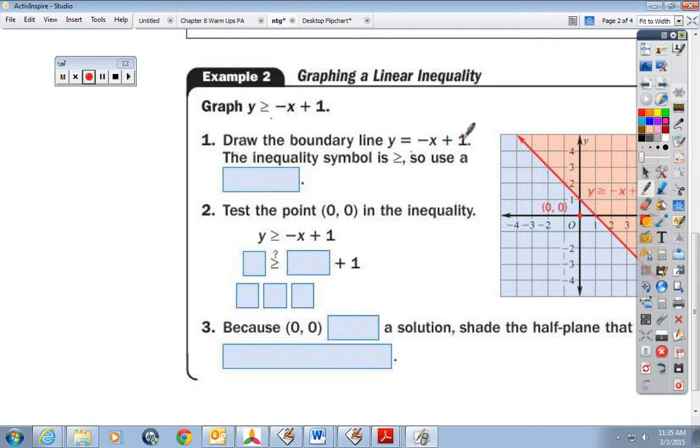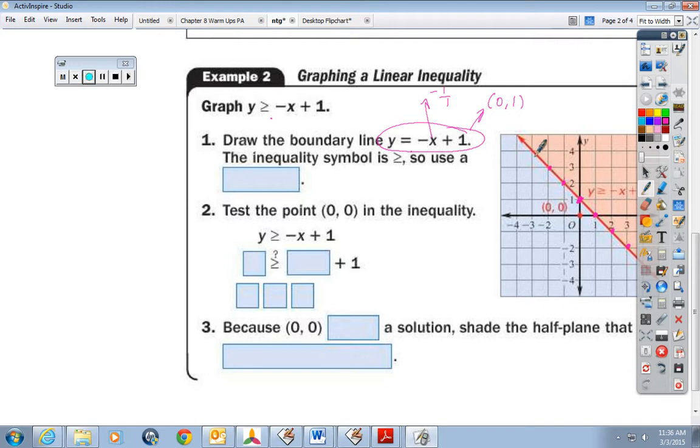Now, how do I do that? I identify the y-intercept. Where does this line cross the y-axis? 0, 1, which is right here. Now, what is the slope? -1/1, which means I'm going to fall 1 and run 1. Fall 1, run 1. Now, I'm going to go ahead and reverse it so that I get a nice big line.